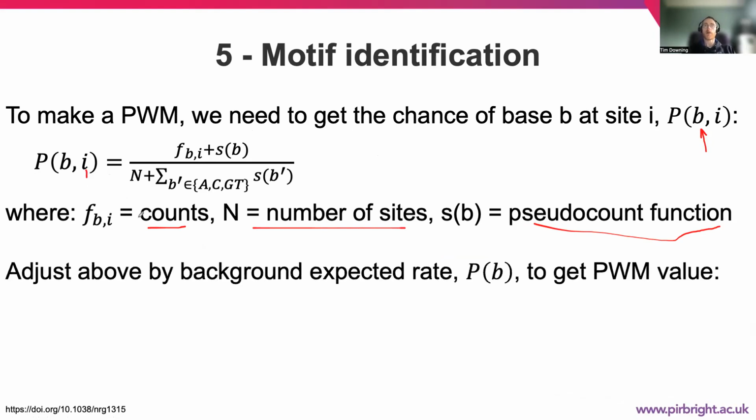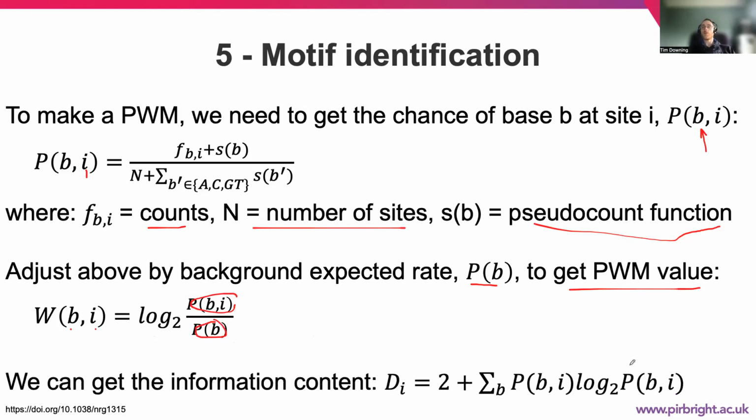We adjust this by the background rate, which is across all sites i, to get the position weight matrix value, which is the value for b at i, and it's log scaled based on the value for that site by the background rate. And then we're able to get the information content from that by taking the log2 of the rate of b at i, multiplying the values across b as well, scaled by a constant 2.